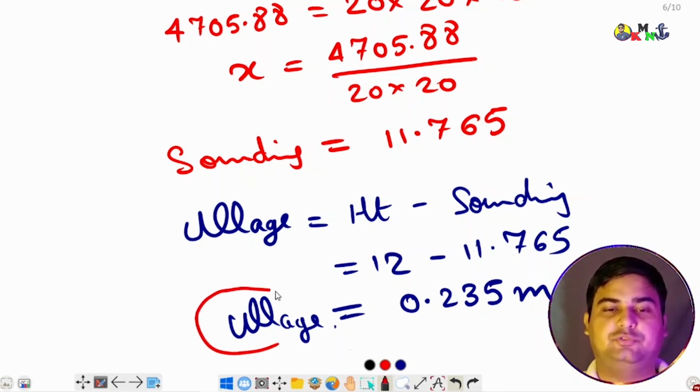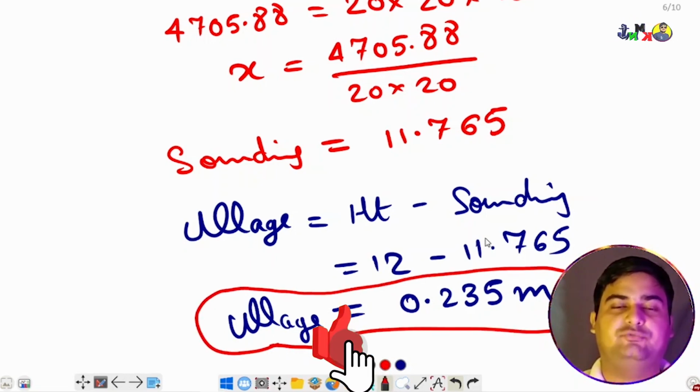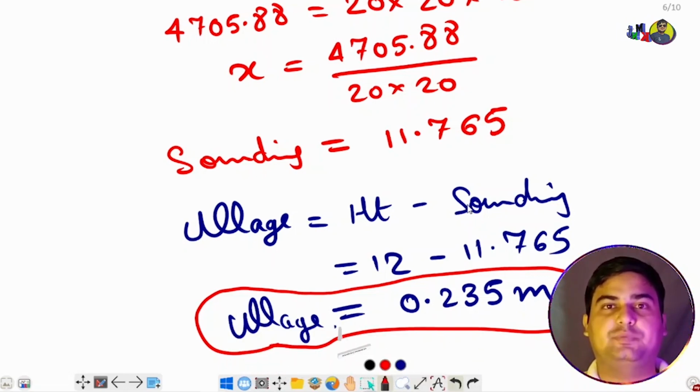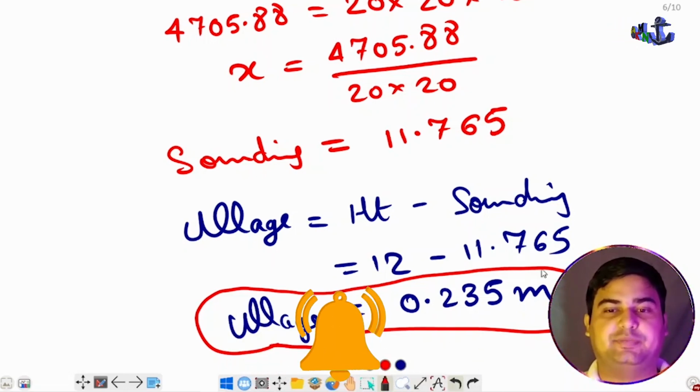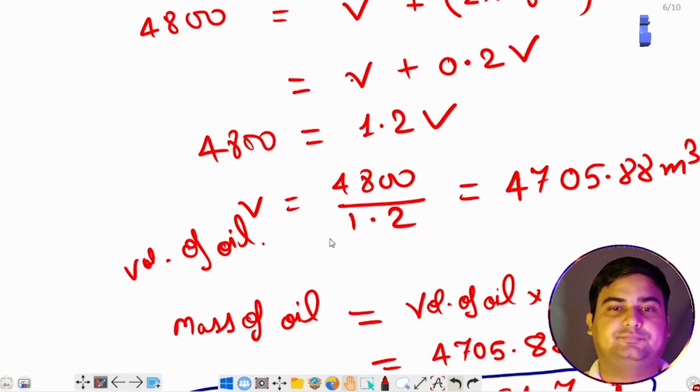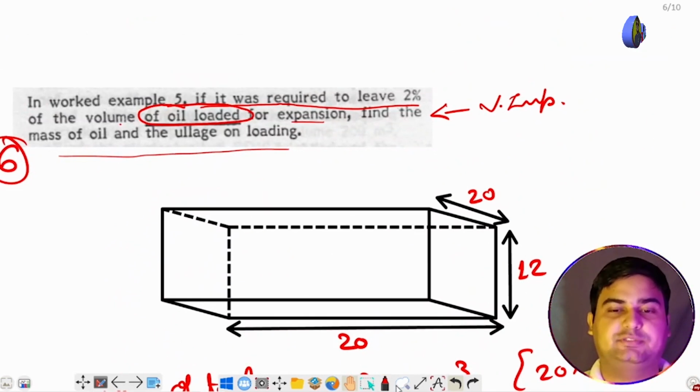In this type of question, you need to remember what it is asking to leave for expansion. That is, 2% of the volume of the tank needs to be left for expansion, or 2% of the volume of oil needs to be left for expansion. So that's your answer, and in the diagram also we will mark. So it's good practice to draw the diagram first. So we will mark it here also.